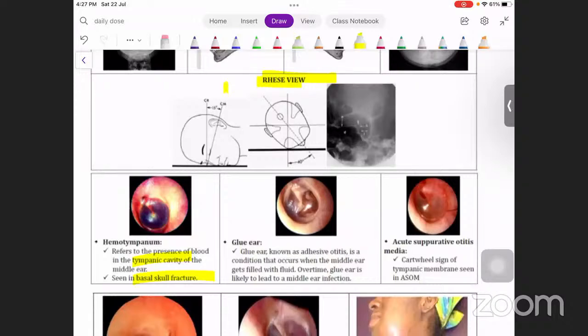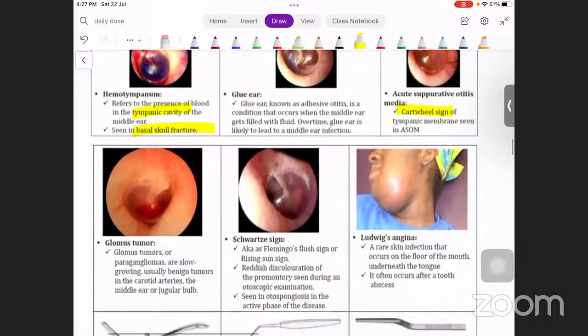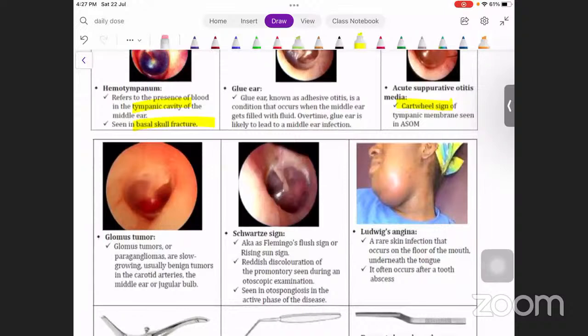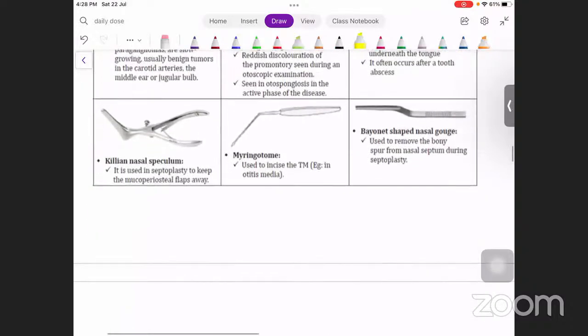Then you have the cartwheel appearance of your ASOM, and you have a glomus tumor. This is your glomus tumor, and you have a Schwartze sign. This Schwartze sign, you may see it in the otospongiosis. And apart from that, you have a Ludwig angina, where you may see it on the floor of the mouth.